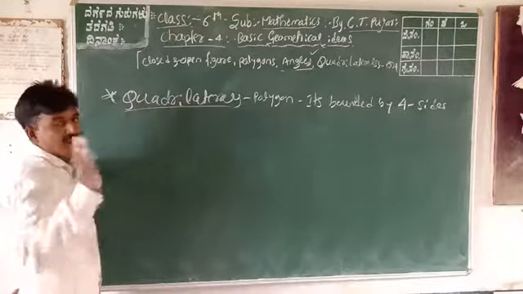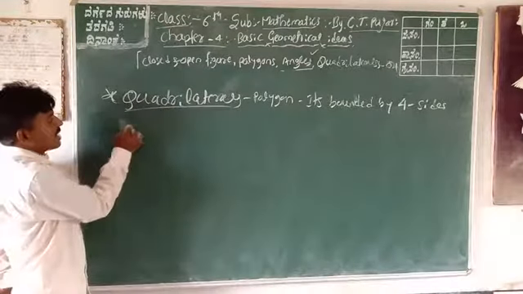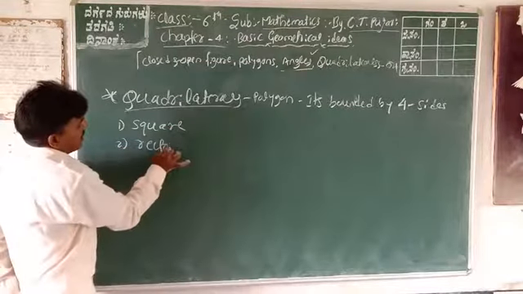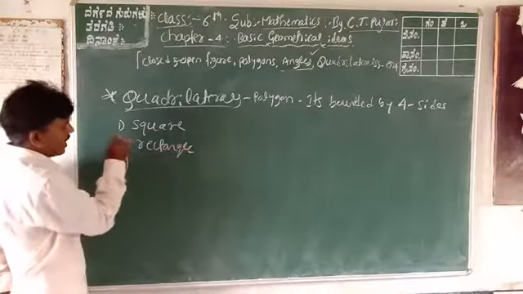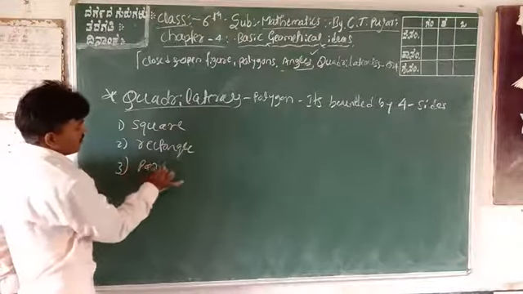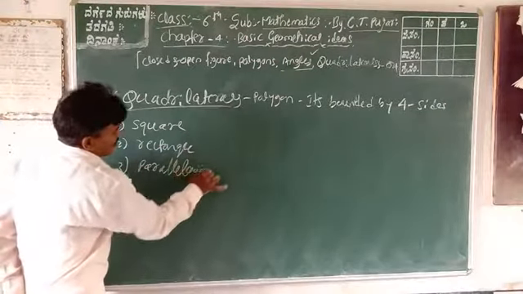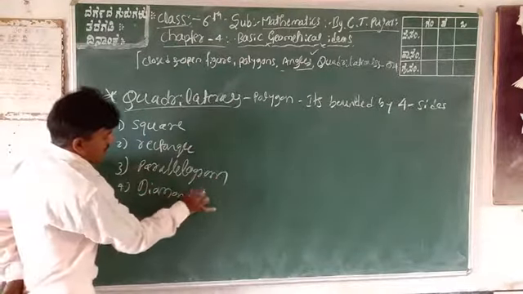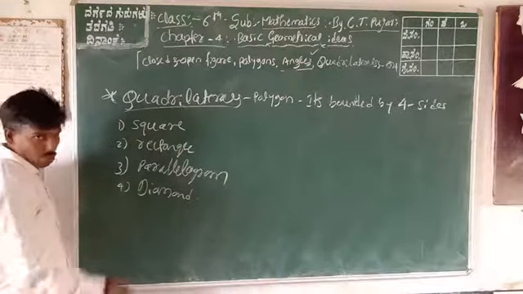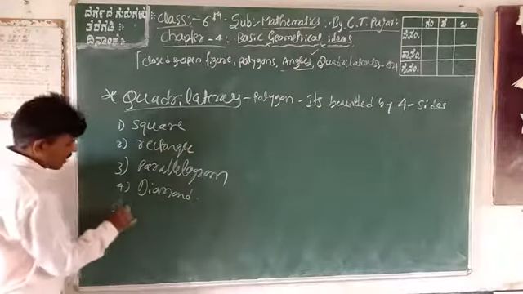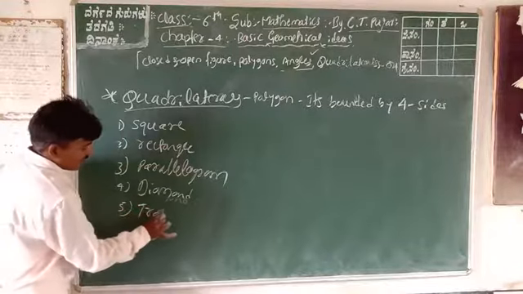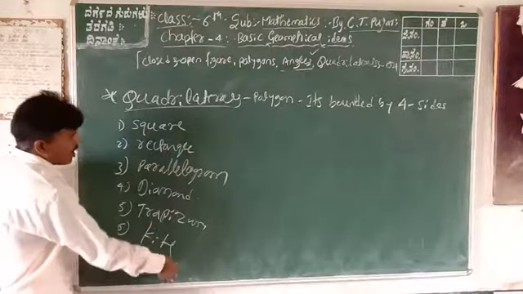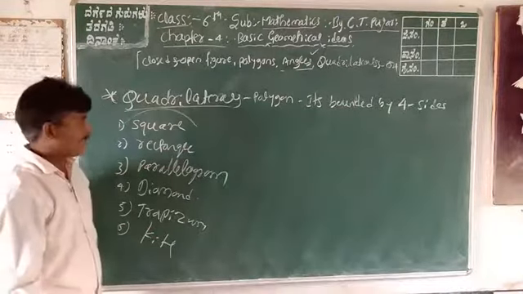There are six types of quadrilaterals. One is square, second is rectangle, third is parallelogram, fourth is diamond, or otherwise rhombus, fifth is trapezium, and the last one is kite. These all are types of quadrilaterals.